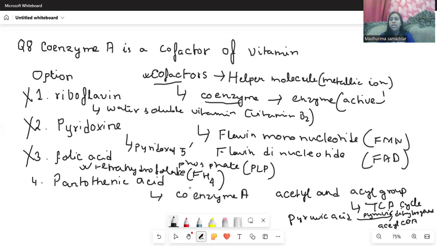Pantothenic acid is also vitamin B5. So pantothenic acid is the vitamin from which the coenzyme is formed, which is very, very important, taking part with the enzyme in different metabolic pathways. So here the correct option is pantothenic acid.